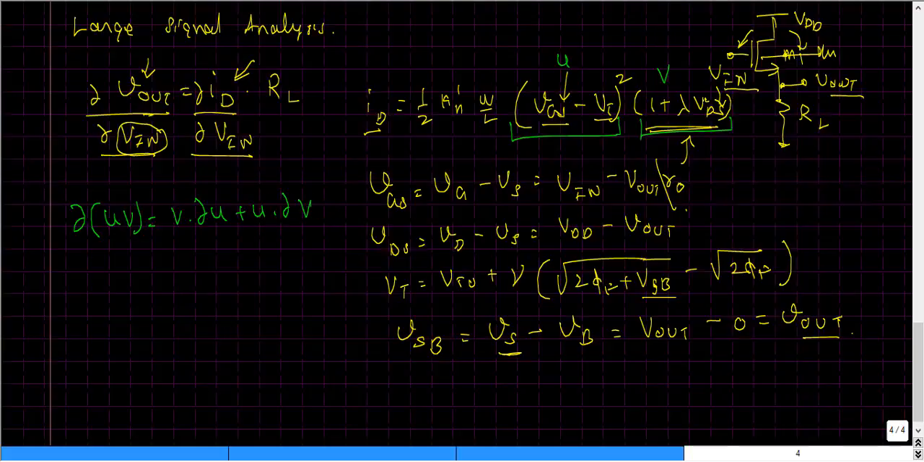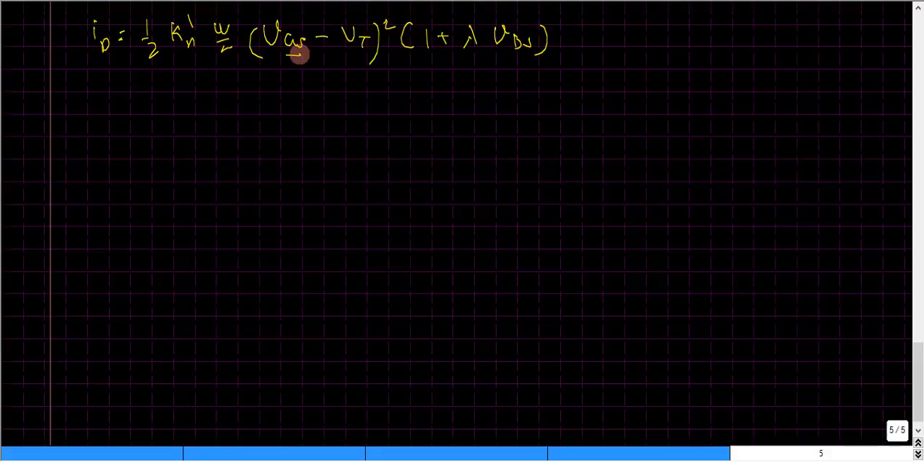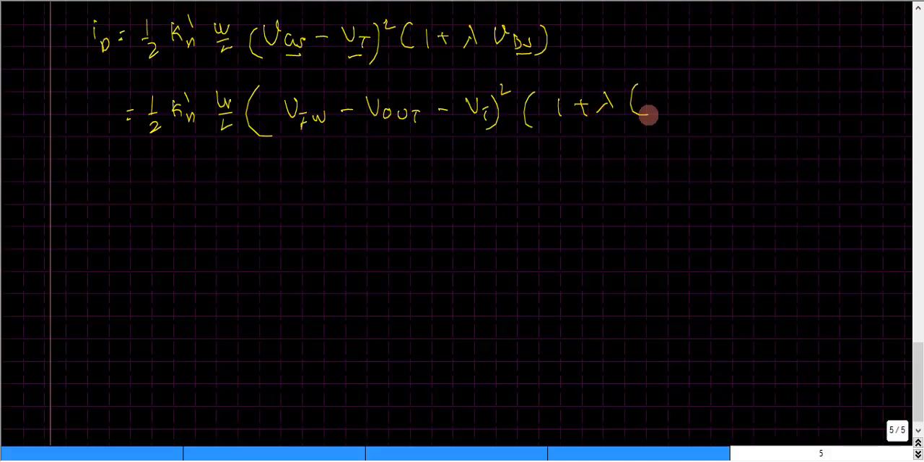So now let us replace the current equation with respect to these expressions that we have got here. Rewriting this current equation, I'm just going to substitute the values of VGS and VDS, and Vt I will hold for a while. Replacing all those terms over here would lead us to an expression something like this. And again 1 plus lambda is connected to (VDD minus Vout) over here. Now let us perform a partial derivative on this current equation with respect to Vin.